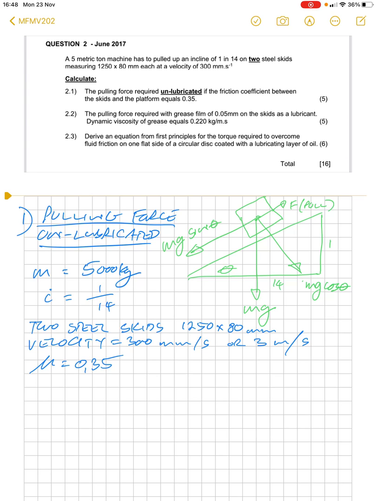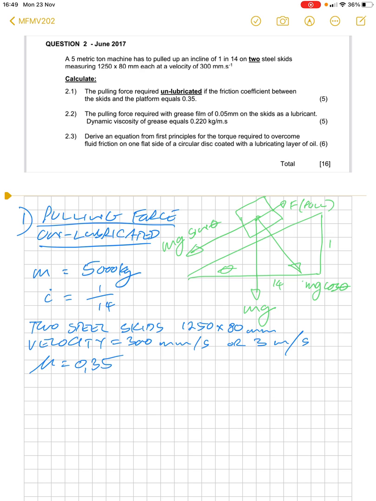This is tutorial 7, question number 2. In this question, we have a 5-ton machine that has to be pulled up an incline of 1 in 14 on 2 steel skids measuring 1250 by 80 millimeters each at a velocity of 300 millimeters per second. First of all, calculate the pulling force required unlubricated if the friction coefficient between the skids and the platform is 0.35.